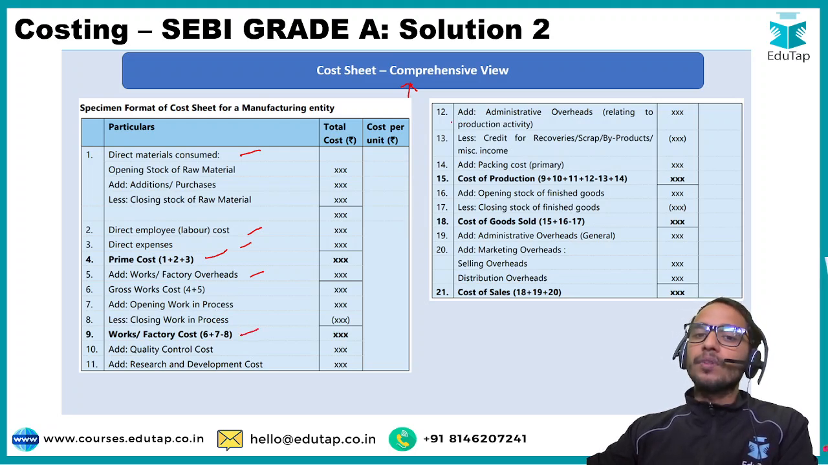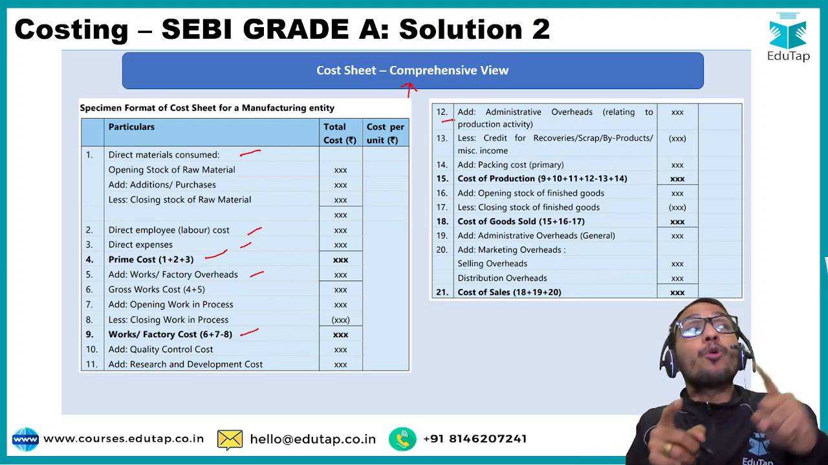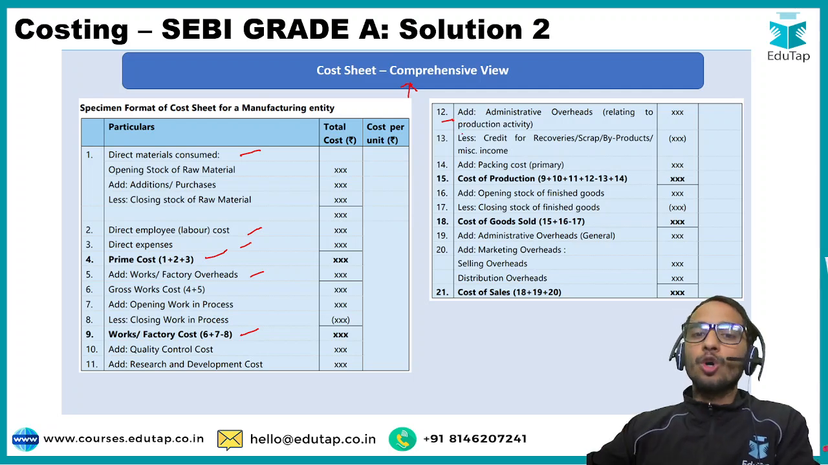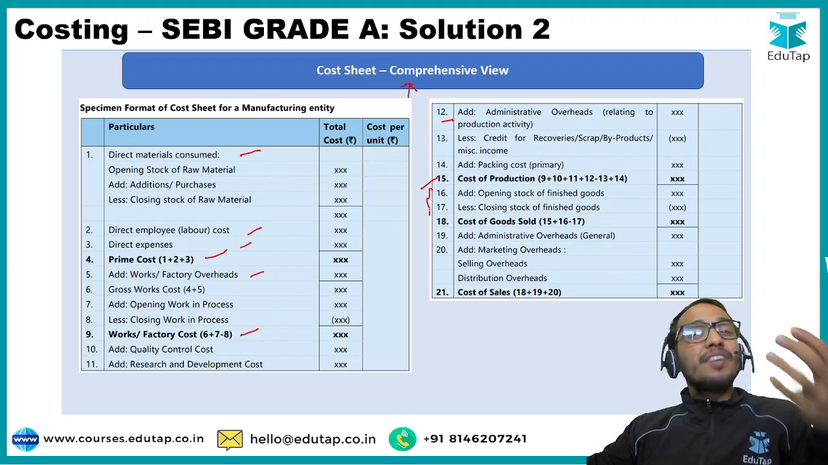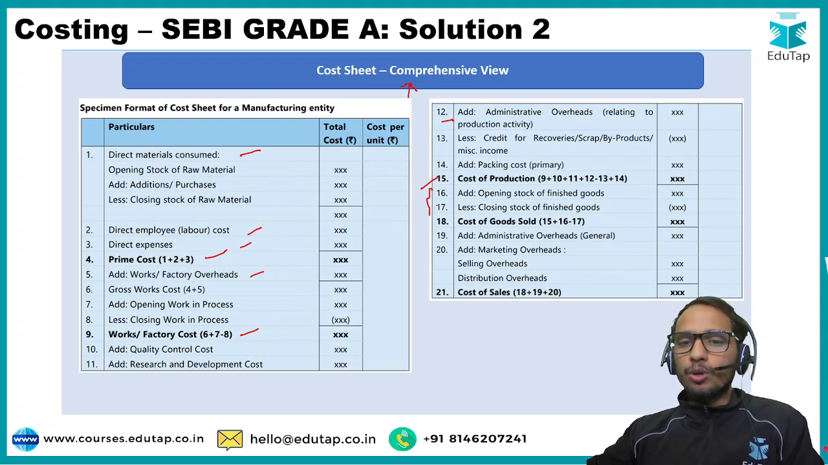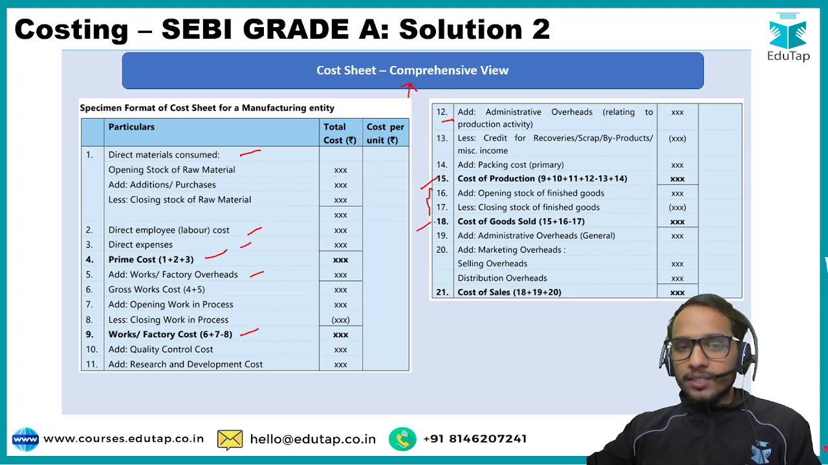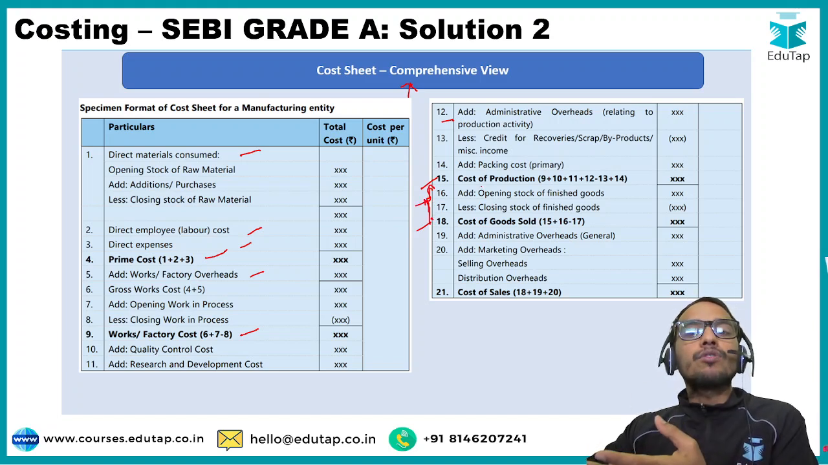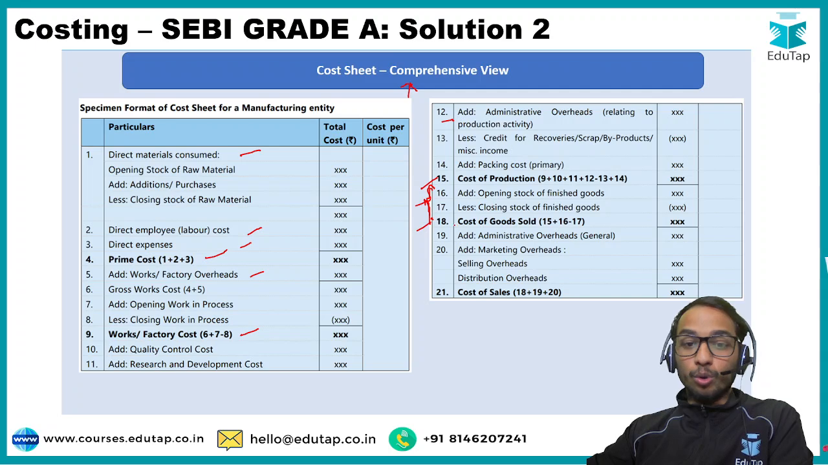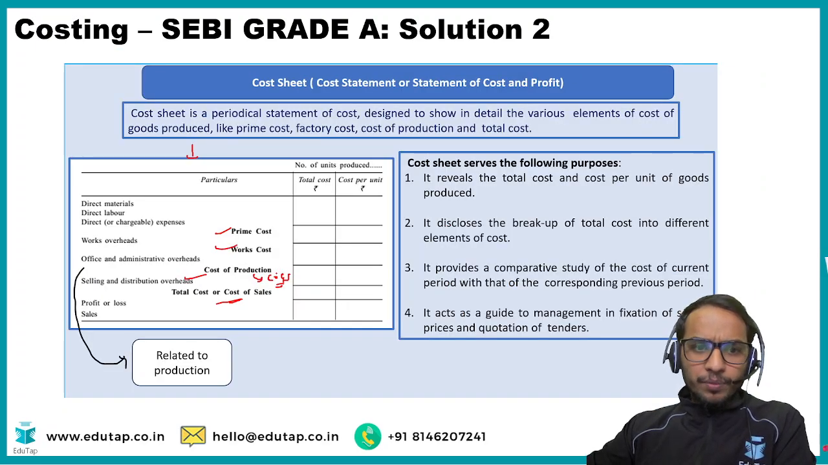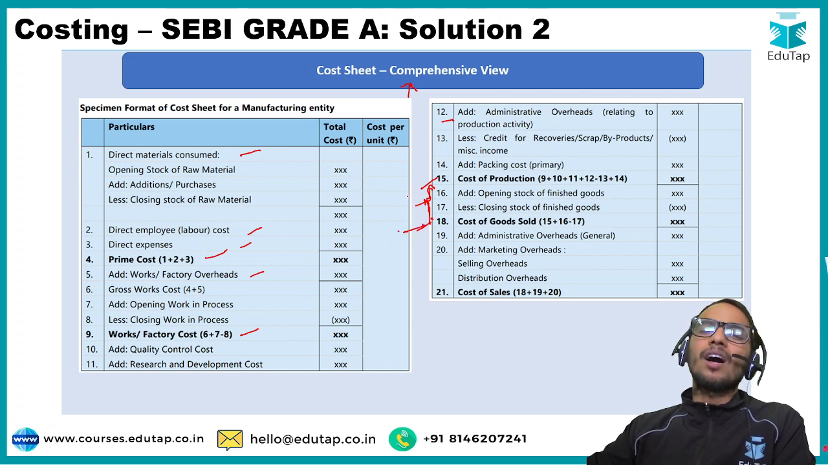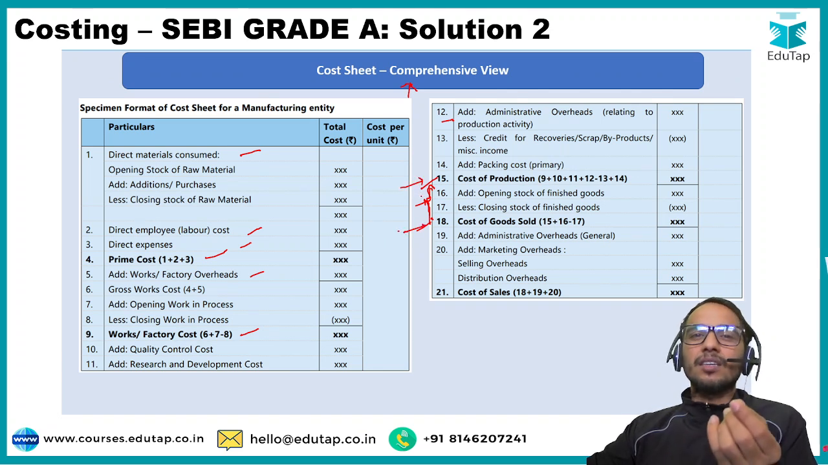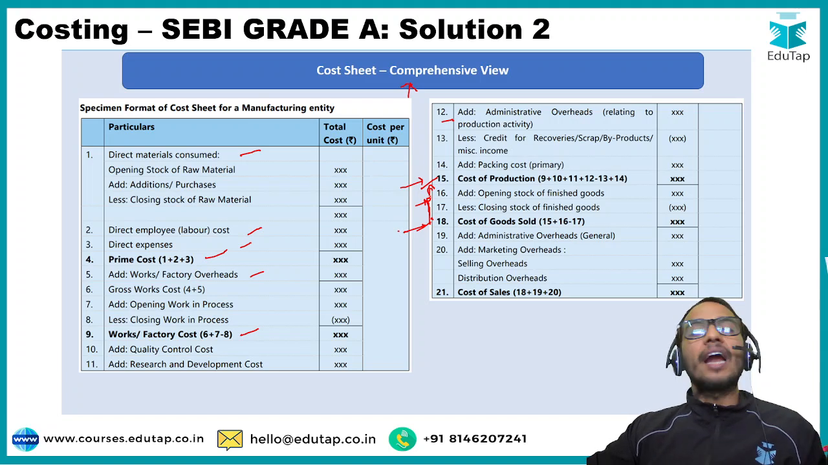Then you add administrative overhead related to the production only, then it becomes cost of production. And after a few adjustments of finished goods, opening and closing finished goods, it becomes your cost of goods sold. See, only an adjustment is done here from the cost of production, then it becomes cost of goods sold. Therefore it is not written here separately, because cost of production and cost of goods sold are almost the same, just a minute difference of adjustment of opening and closing stock.